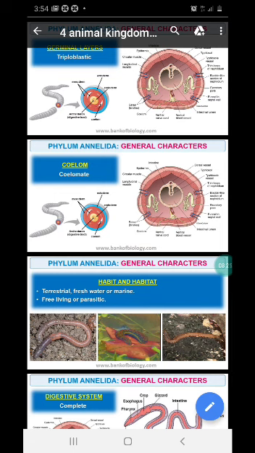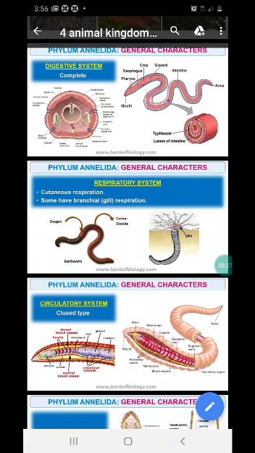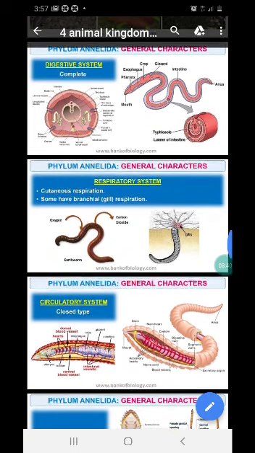They possess a digestive system which is complete, which means they have a mouth opening and an anus opening. And the respiratory system is by cutaneous respiration. What do you mean by cutaneous respiration, children? Cutaneous means skin, through moist skin. Earthworms and all, they have moist skin, right? And they breathe through that. Some others have branchial gills, respiration through branchial gills.